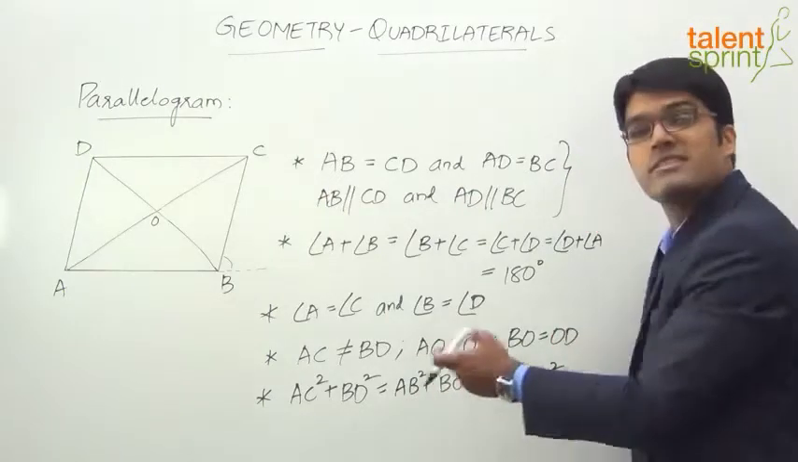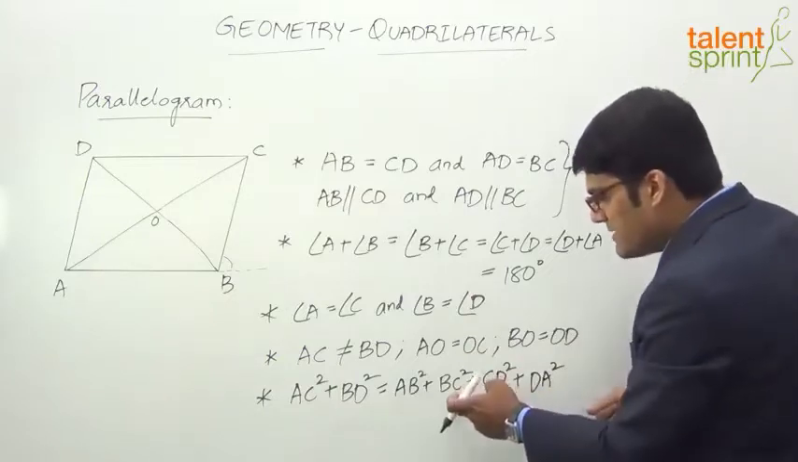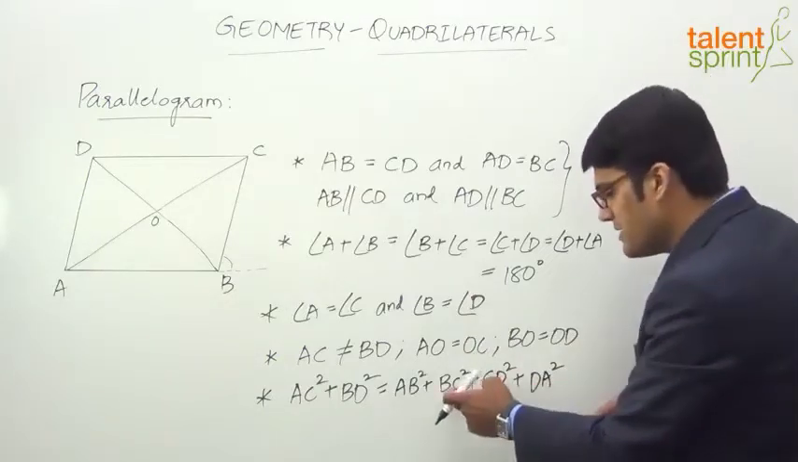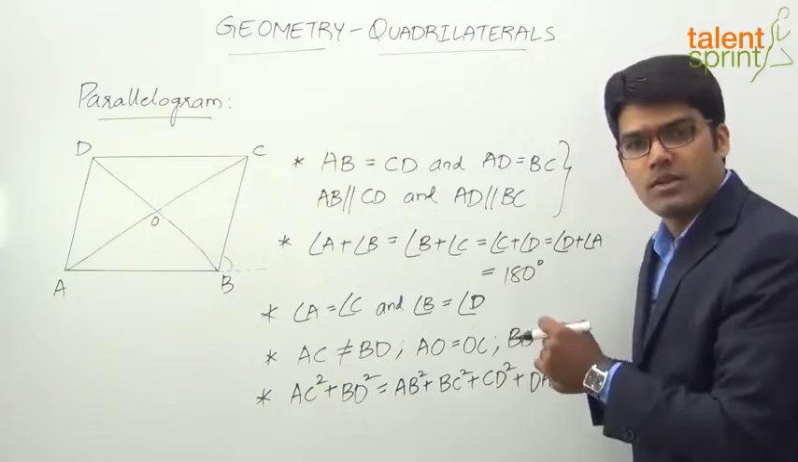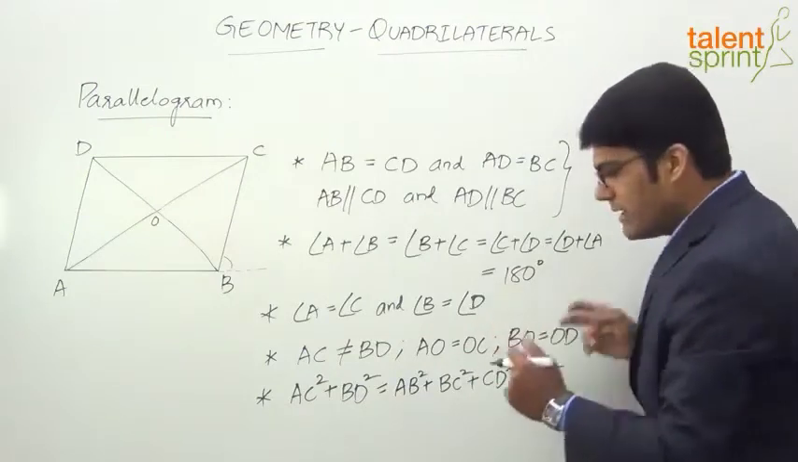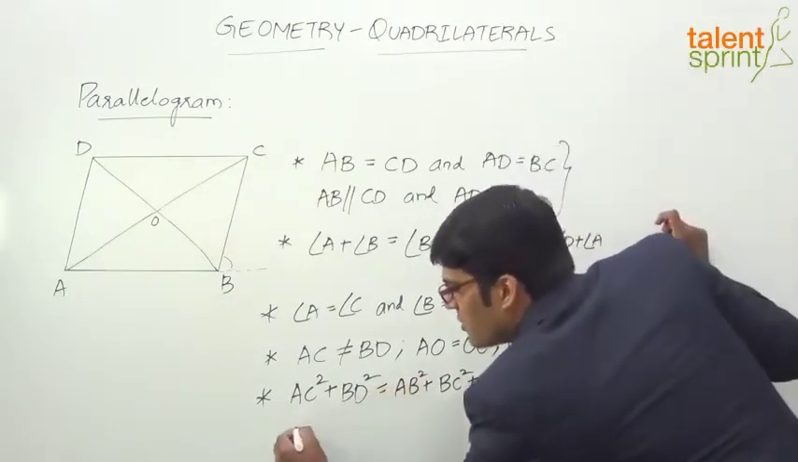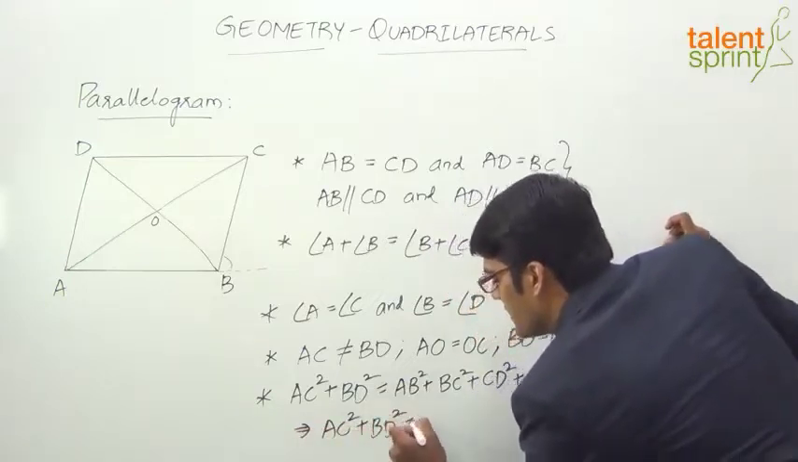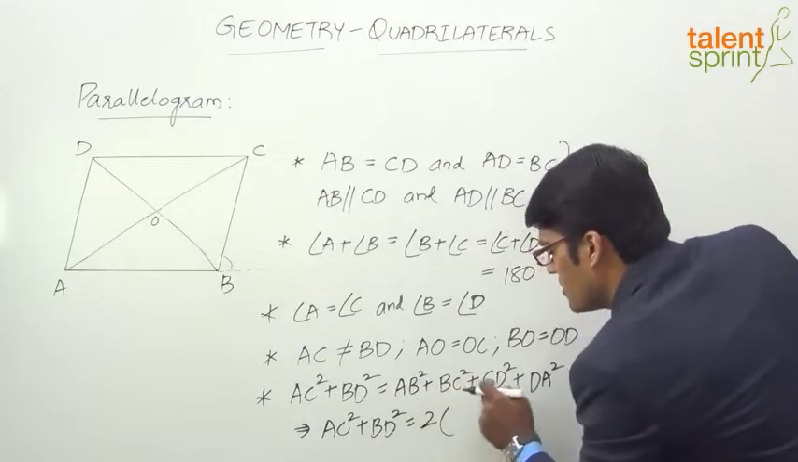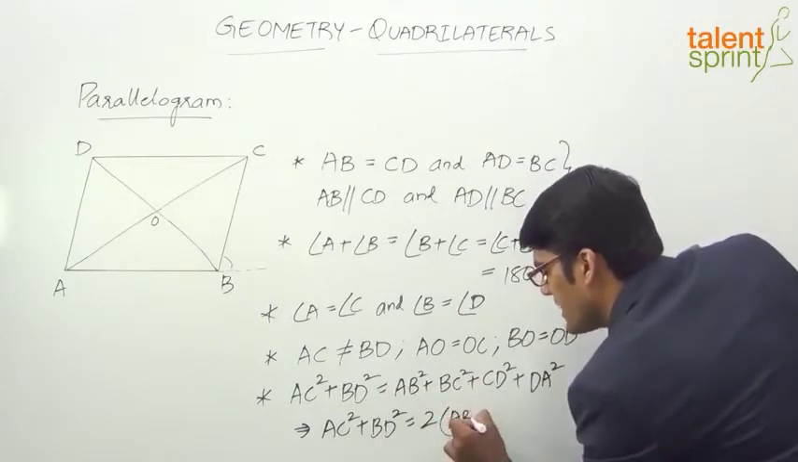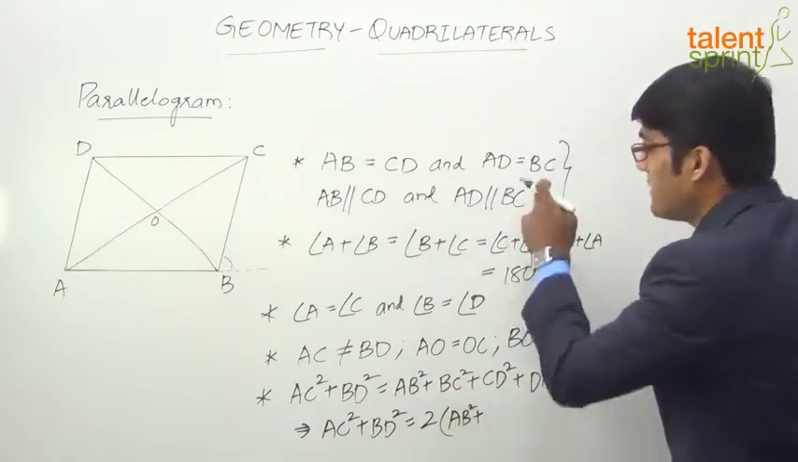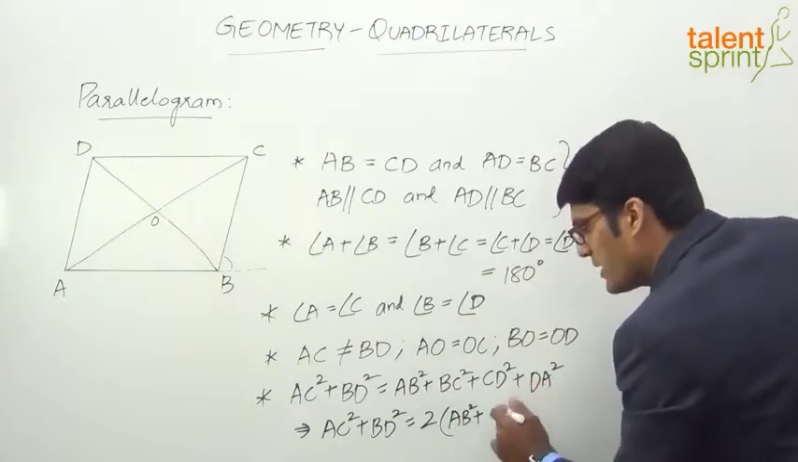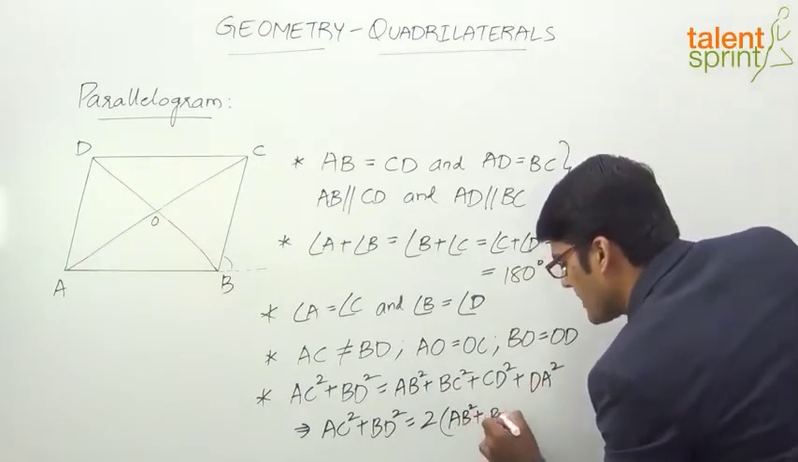Both of them are equal. Opposite sides are equal, right? And similarly, BC square equals DA square. So we can say BC square plus DA square equals 2BC square or 2DA square, right? So we can also conclude this as AC square plus BD square equals 2 times AB square plus CD square, which can be taken as 2 times AB square, and BC square plus AD square, or DA square, can be taken as 2 times BC square.